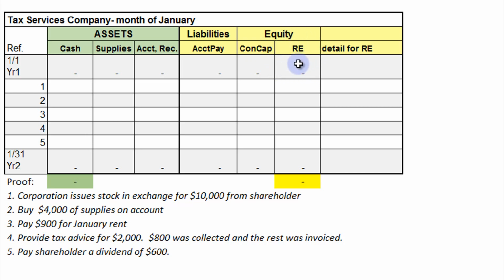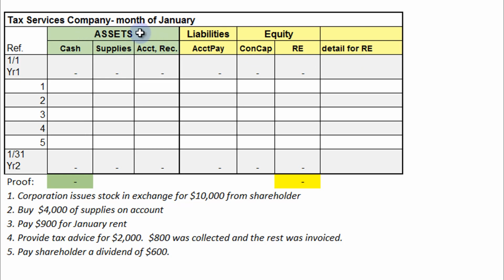Net income and dividends. Net income is comprised of all of the revenue accounts minus all of the expense accounts. So what gets recorded in retained earnings is revenue, expenses, and then also dividends. Revenues increase retained earnings, expenses and dividends decrease retained earnings. So basically, this is just a slightly expanded version of the accounting equation.